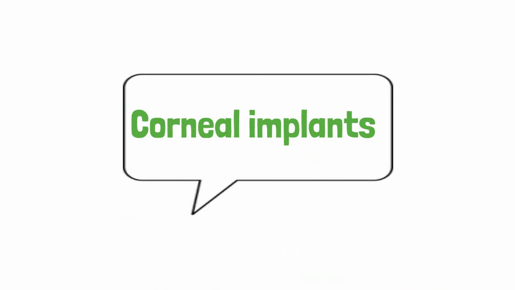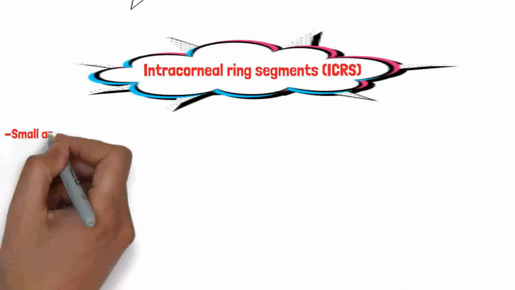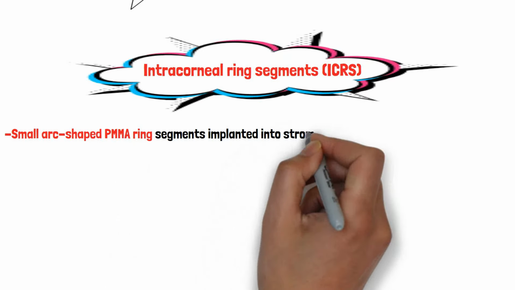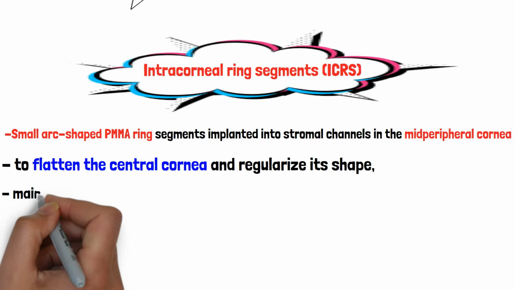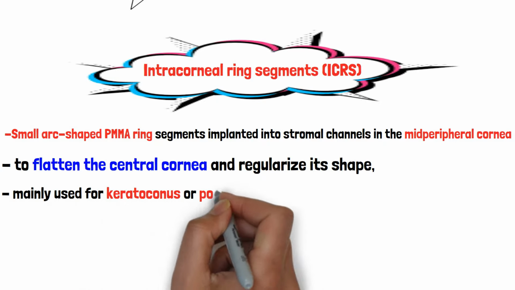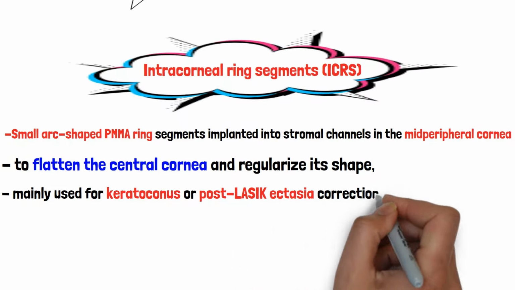For corneal implants beyond lasers, certain corneal procedures use implants to modify corneal curvature. Intracorneal ring segments, or ICRS, consist of small arc-shaped PMMA rings that are inserted into stromal tunnels in the mid-peripheral cornea. Their presence flattens the central cornea and regularizes its shape. ICRS are particularly useful for conditions like keratoconus or post-LASIK ectasia, where corneal irregularity is the main problem rather than refractive error alone.